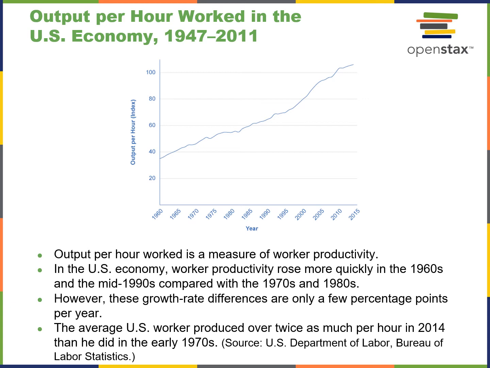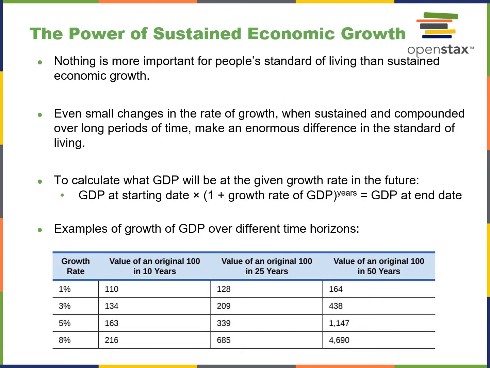Okay, this is a graph that takes a look at the output per hour in the U.S. economy. A lot of this is largely due to... this is an index. It starts somewhere here beneath 40, and here it's gone to near present day, well above 100. So you can see that much more has been produced. The power of sustained economic growth.